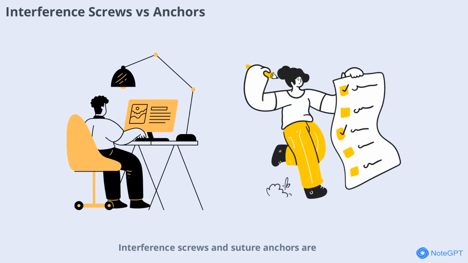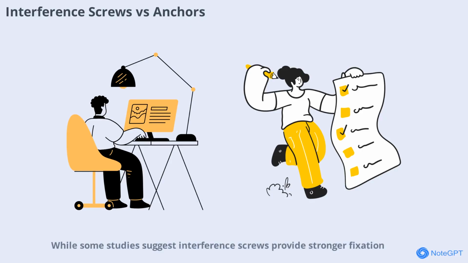Interference screws and suture anchors are the most common fixation devices for tenodesis. Titanium, PEEK, and bioresorbable screws each have unique properties. While some studies suggest interference screws provide stronger fixation, others find no significant difference compared to suture anchors. The decision often comes down to bone quality, tendon health, and the surgeon's familiarity with the device.